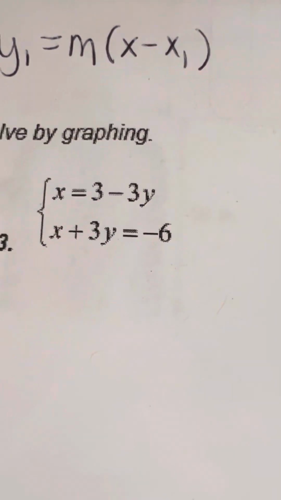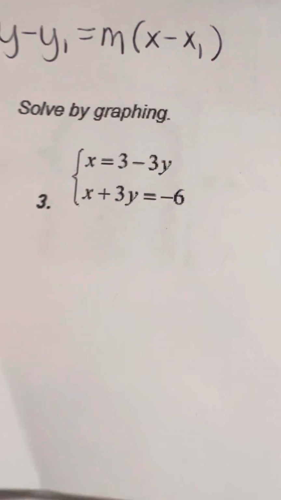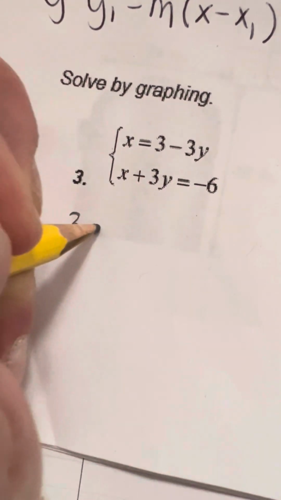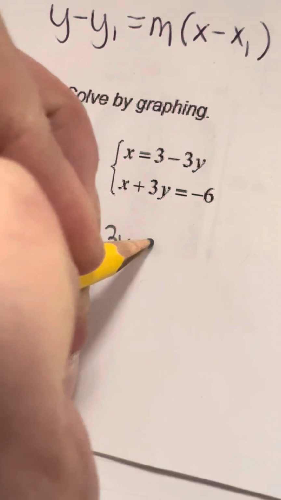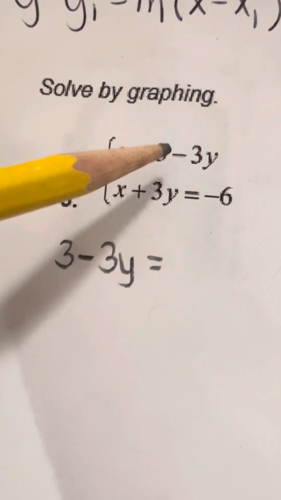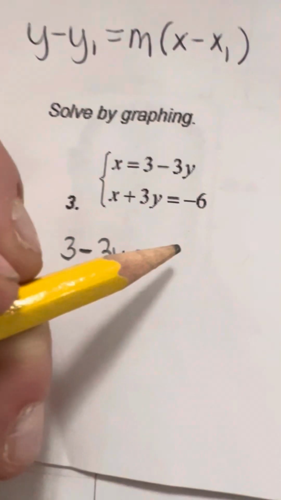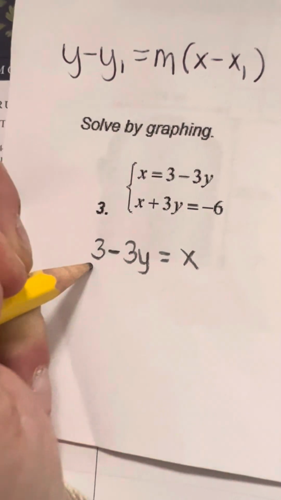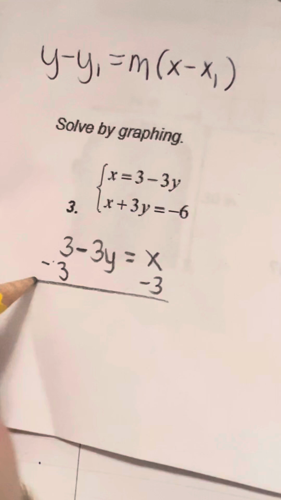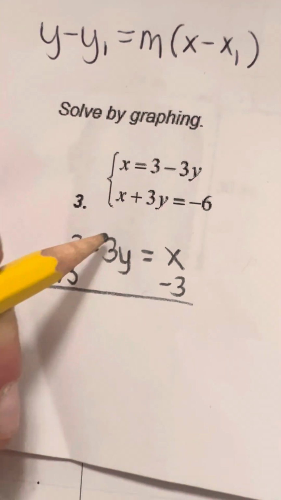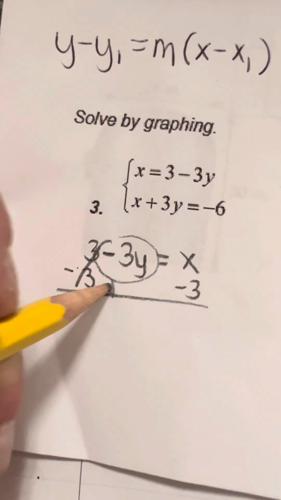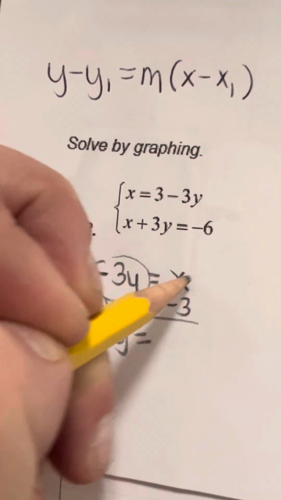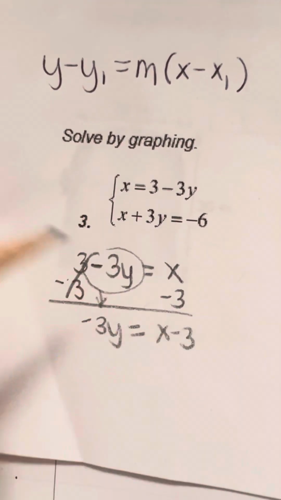What I am going to do is rewrite this equation so that it looks a little bit more consistent with y equals mx plus b. I'm just taking this side and putting it over here, and the x over here. I want to get the 3 over to the other side so we can get the y by itself. When you bring this down, make sure you don't forget that this is a -3y. And then over here, we've got the x minus 3.